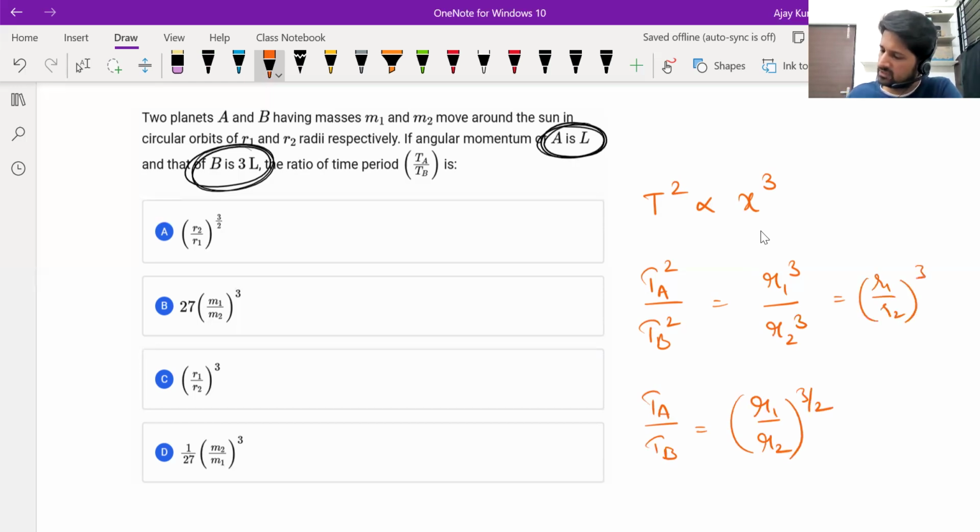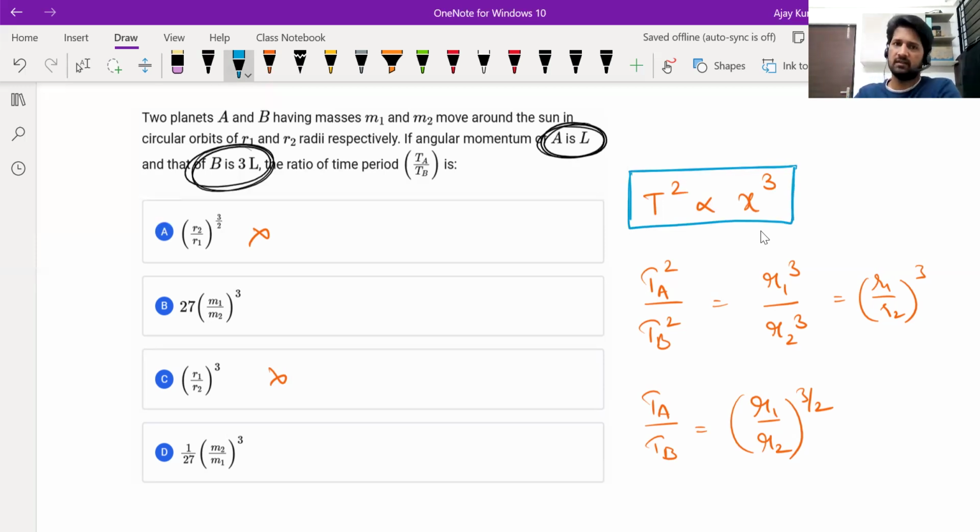You take square root on both sides, r1 by r2 whole power 3 by 2, but that option is not there. Okay, r1 by r2 whole cube is there. r2 by r1 whole power 3 by 2 is there. So both are not correct. So answer can be expressed in terms of r1, r2, but it's not there in the options. But see, I directly started solving from here. Square of time period of revolution proportional to cube of the radius. So you are expected to be thorough up to that level.